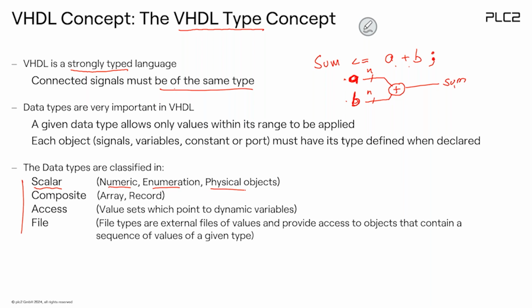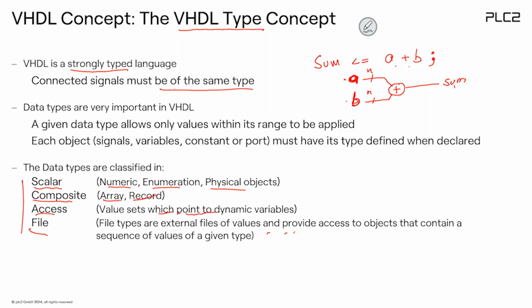We can also use the composites, so we can define arrays and records. We will learn what this is. Then there is access, which is, let's say, a pointer. We can define a pointer; it's called access in VHDL. Or file, but this is of course not for synthesis. This is used during simulation. We can read and write files in order to store log files or get some stimuli file.